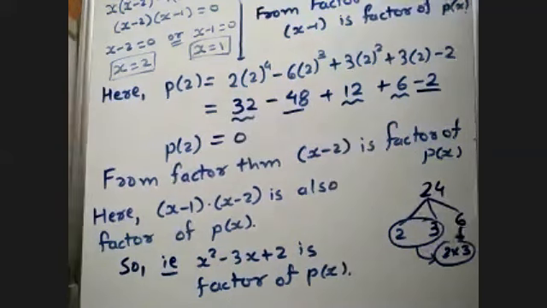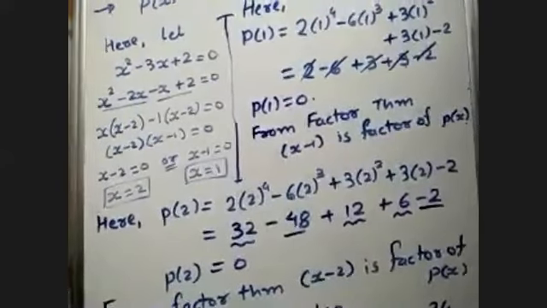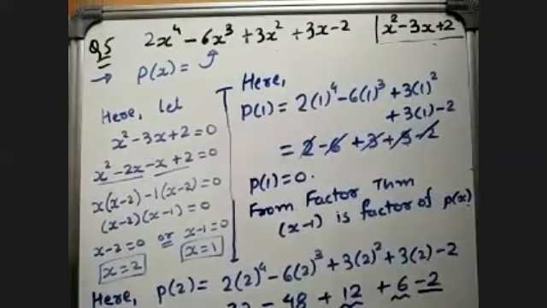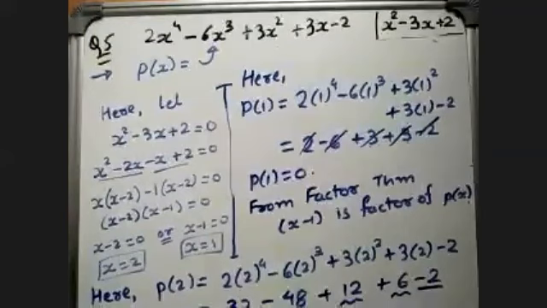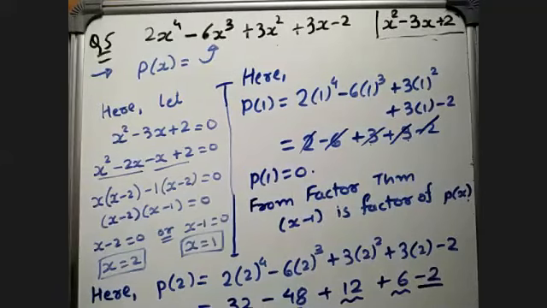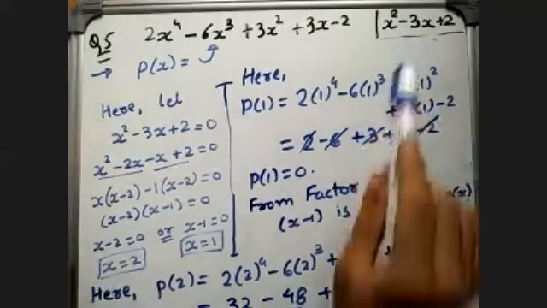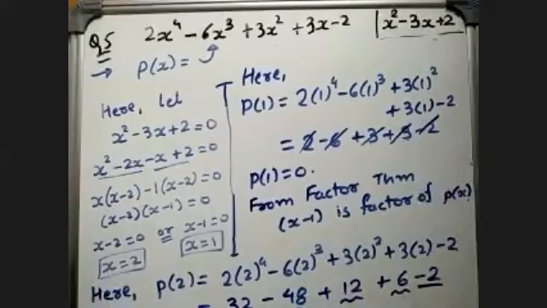I am repeating the whole question once again. Whenever you are given this type of question, just understand how you have to solve it. If they have given you 2x to the power 4 minus 6x cube plus 3x square plus 3x minus 2 and ask whether it is divisible by x square minus 3x plus 2 or not, our first step is to factorize x square minus 3x plus 2, or take x square minus 3x plus 2 equal to 0. Then from splitting the middle term, you will get its two factors, x minus 1 and x minus 2 equal to 0. And by comparing, you will get x equal to 1 and x equal to 2. This was my step 1.